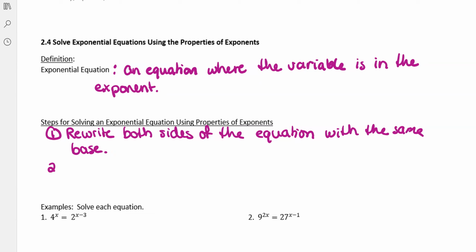Then your second step, once you've made them the same base, basically what you've done is you've eliminated, you can cross out that base, you can cancel it out, and you can just set both exponents equal to each other. And so you've just made the equation 100% easier to solve.